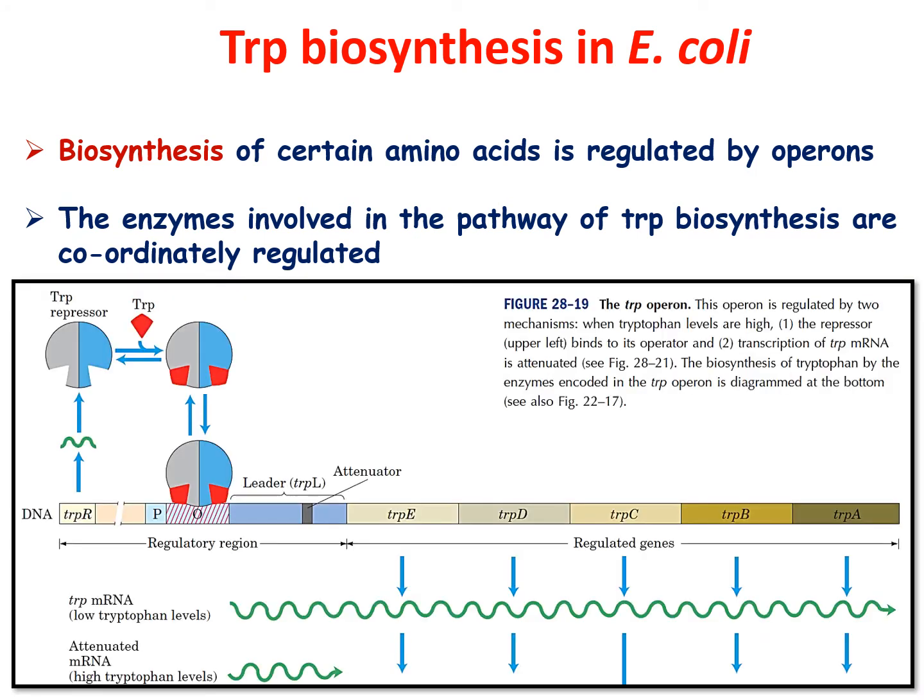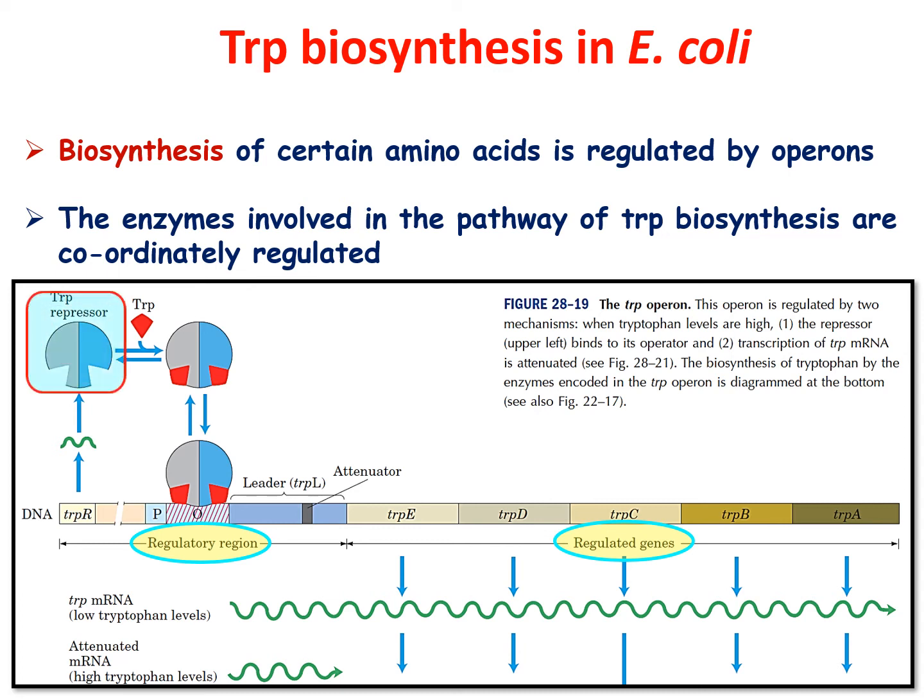This is the diagrammatic representation of the structure of the tryptophan operon. Like the standard components of an operon, it has a regulatory region which consists of the promoter, operator, and the repressor, and it has the regulated region which has the structural genes. In this case, all the enzymes required for the synthesis of the amino acid tryptophan.